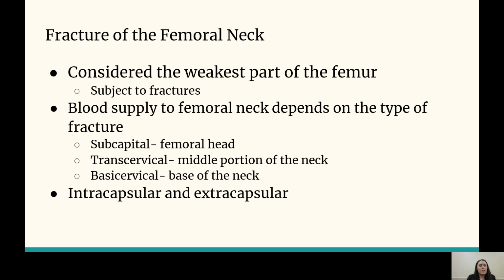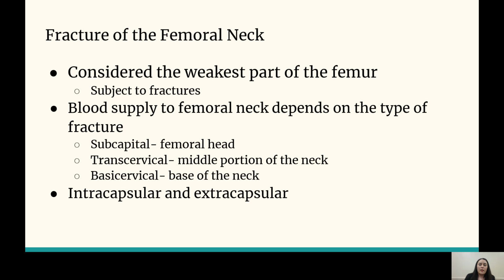So the first one that we're going to talk about is the fracture of the femoral neck. This area is considered the weakest part of the femur, so it is more subject to those fractures. The fracture in this area can be pretty severe since the blood supply to the femoral head depends on that. And there are 3 types associated with this.